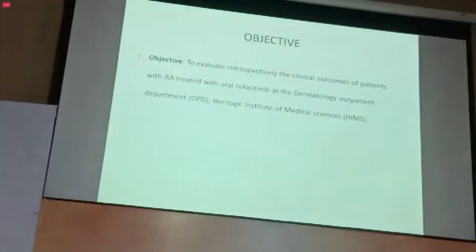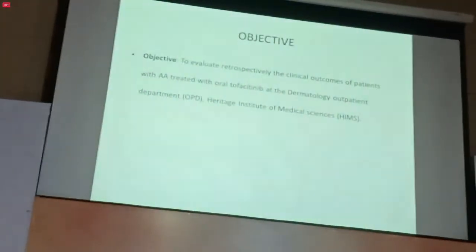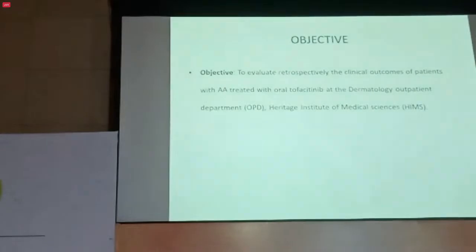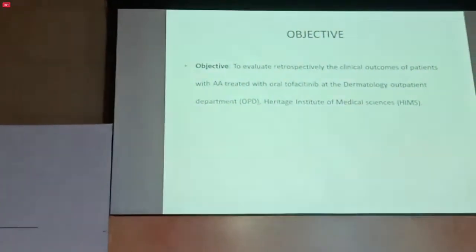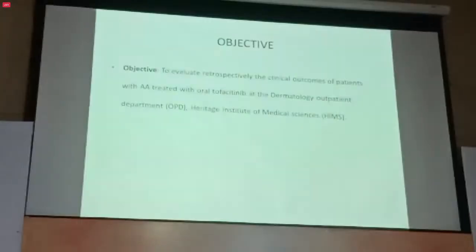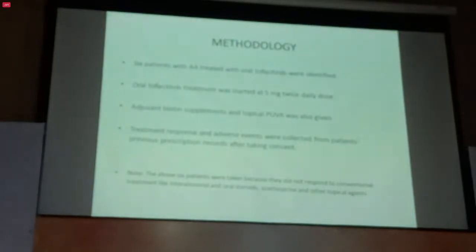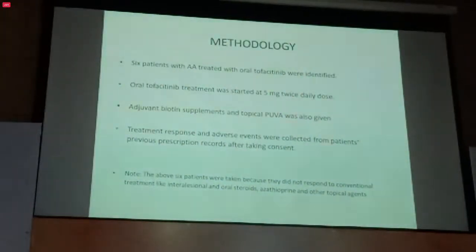The objective of this case series was to retrospectively evaluate the clinical outcome of patients with alopecia areata treated with oral tofacitinib who had not responded to the conventional treatments given for alopecia areata. 6 patients were included and they were started with a 5 mg twice daily dose. In some patients, biotin supplements were required along with topical PUVA therapy, and treatment response and adverse events were collected from patients' previous prescription records after taking their consent.